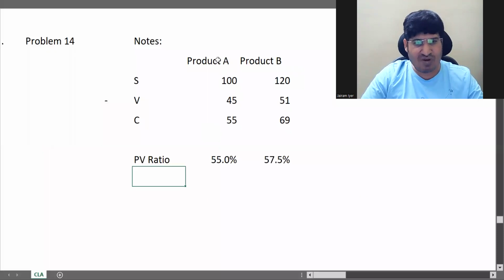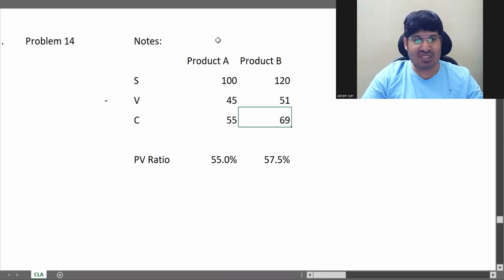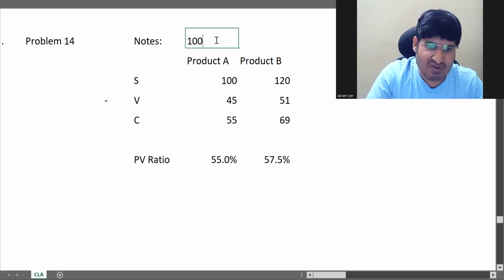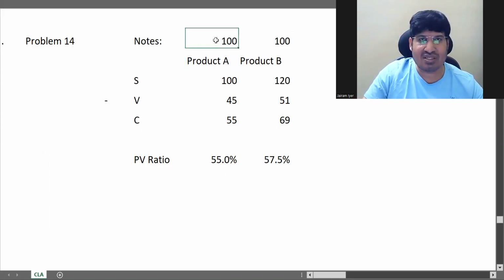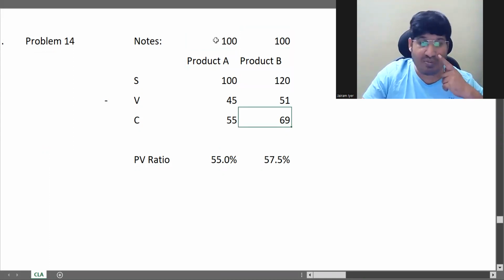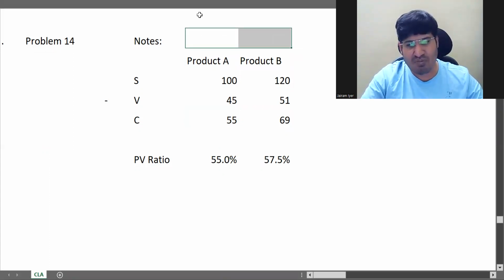So what will you sell more? Product B gives you more contribution. Say you are able to sell only 100 units, either this or this. Either you can sell 100 units of this or this. So what will you choose? You will choose B because it is giving you more contribution per unit. So in all, it will give you 6,900, and this will give you 5,500. So if sales in units is limited, you will go by this.